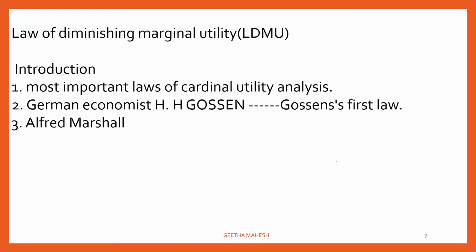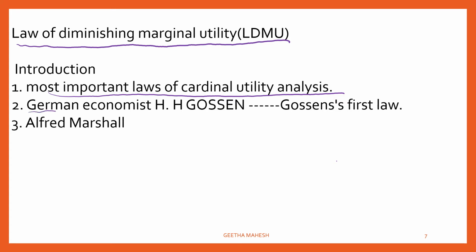Now let us discuss the law of diminishing marginal utility. It is the most important law of cardinal utility analysis. It was given by German economist H.H. Gossen. It is also known as Gossen's first law. Later it was developed and popularized by Alfred Marshall.